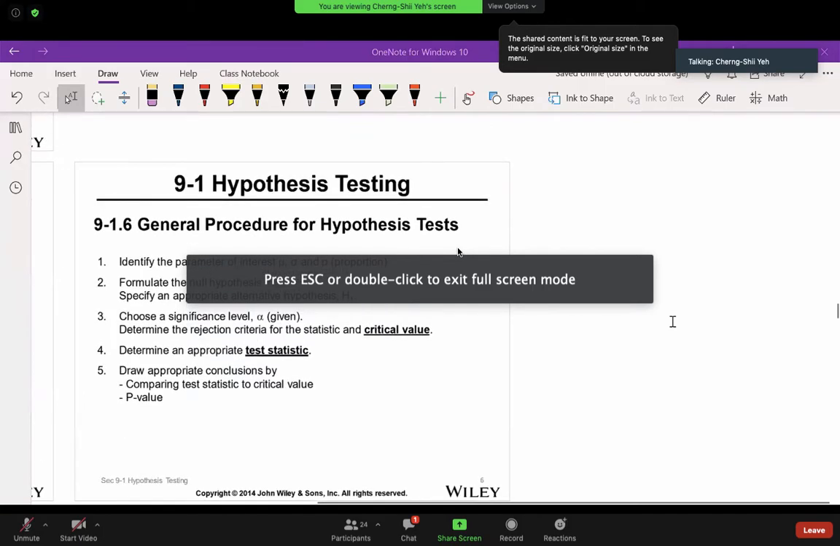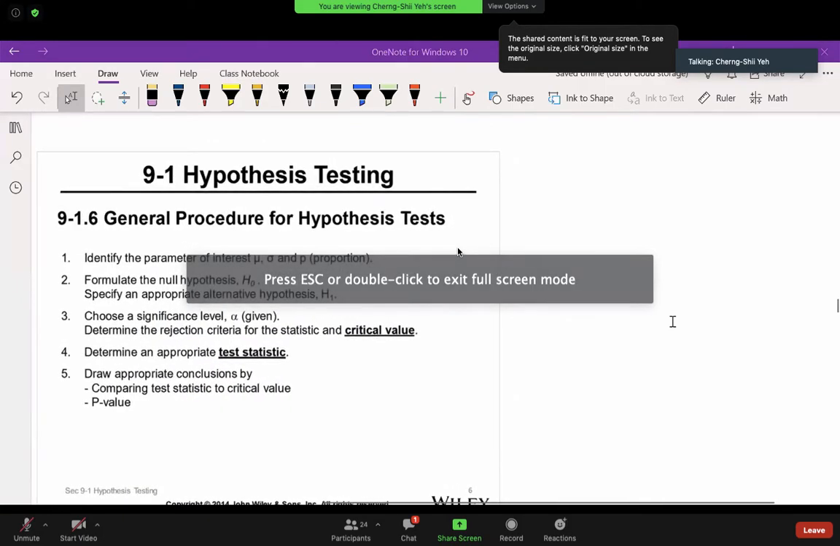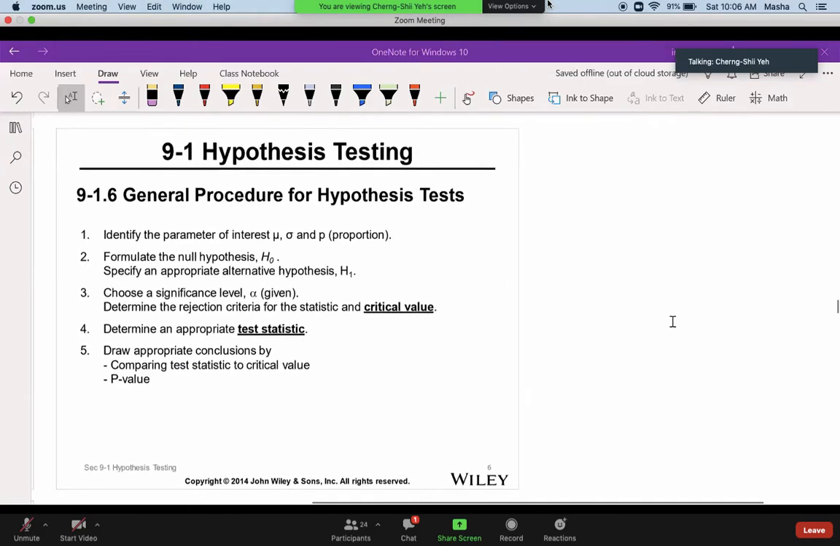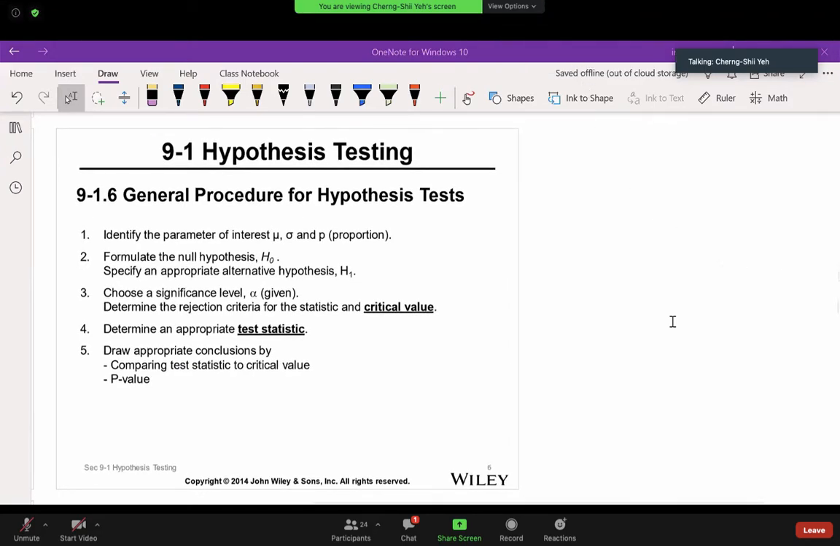A very basic hypothesis testing. So today we'll show you the two different cases, and we'll start doing a lot of exercises altogether.